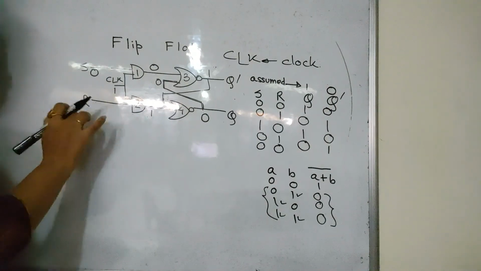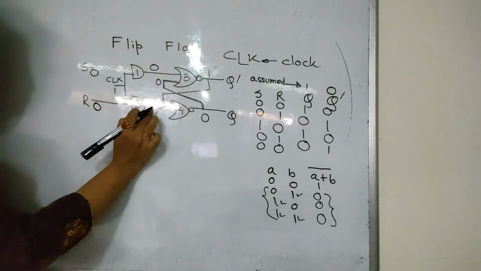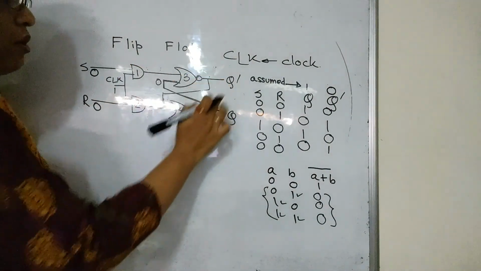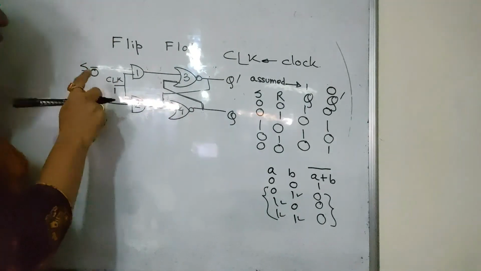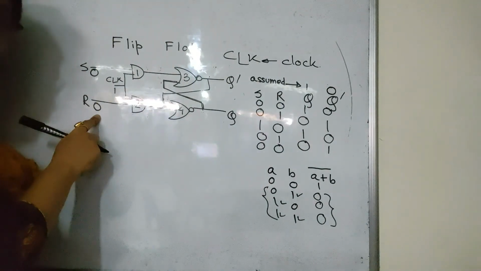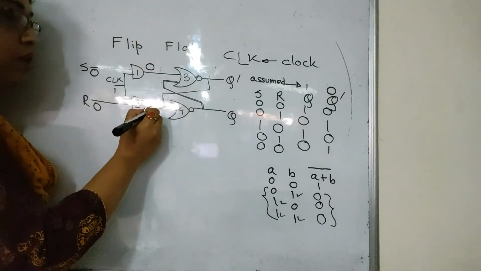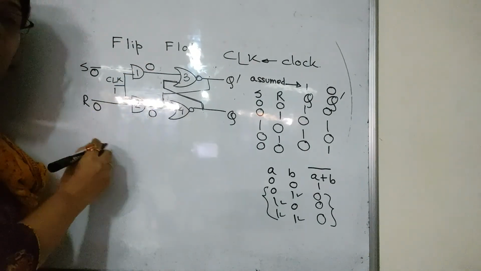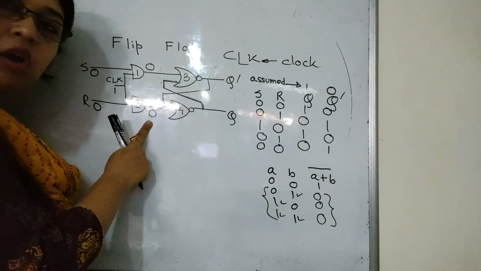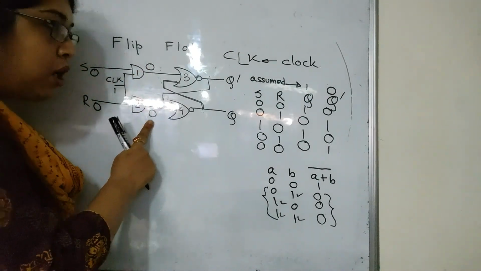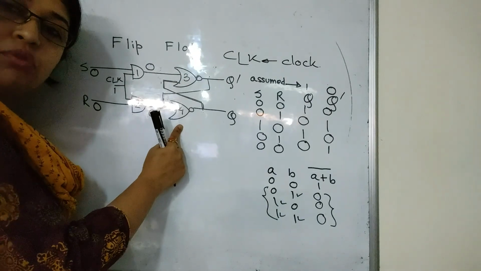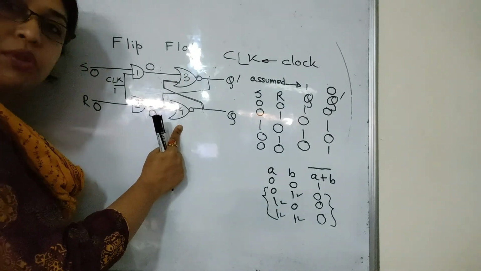0, 0. S value 0, R value 0. So let's see what happens. When S value is 0 and R value is 0, again AND gate number 1 and 2 both give us outputs as 0, 0. Since both the outputs of these two gates are low, all the inputs to the NOR gate are low.